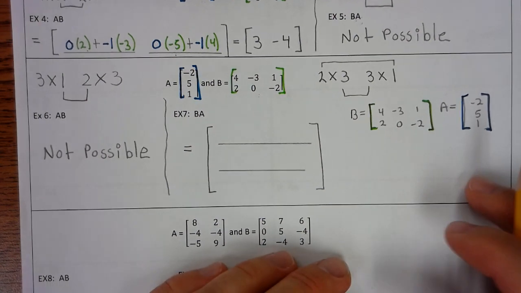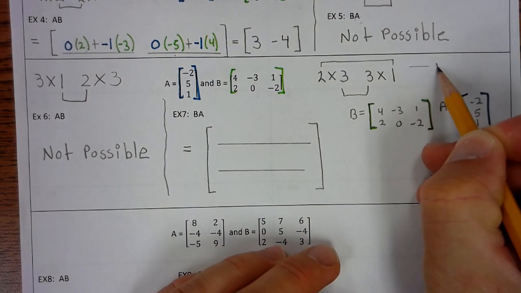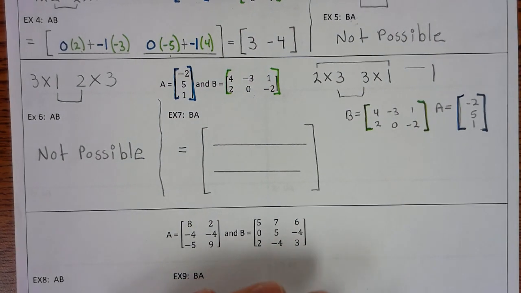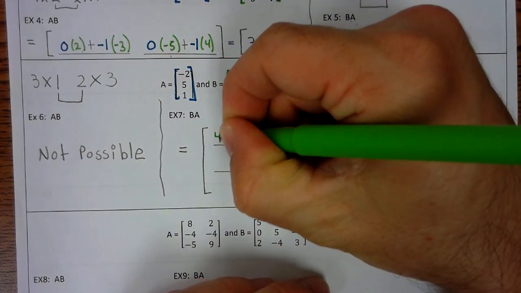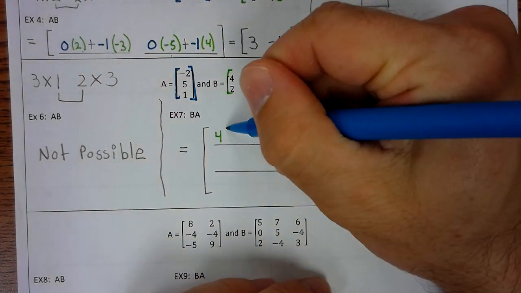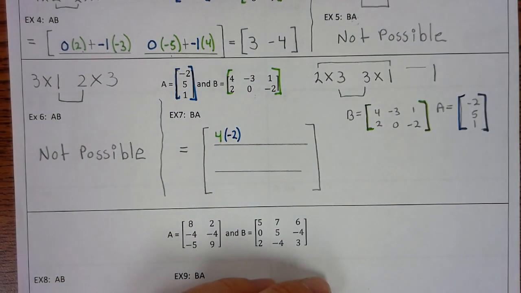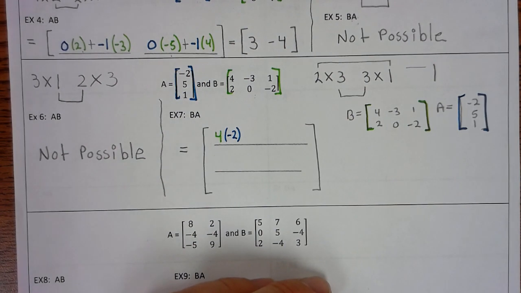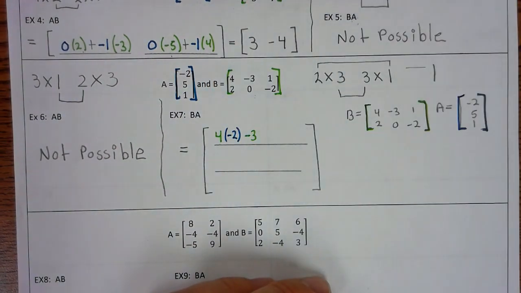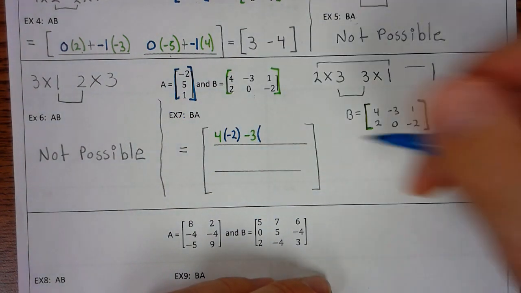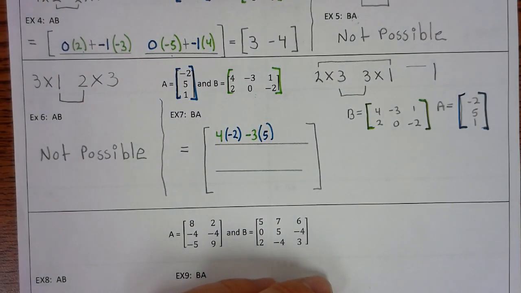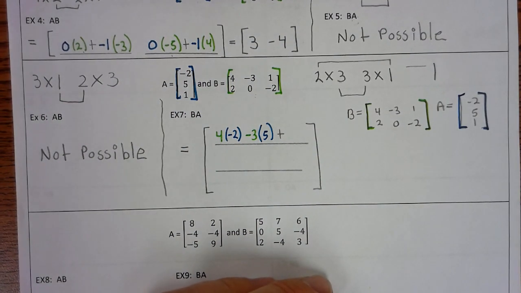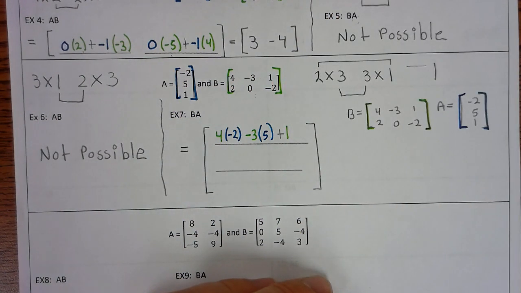Now the best way to understand when you multiply is you multiply the row by the column. So we're going to multiply this row by that column, this row by that column. Okay, so we have 4 times negative 2. Now it's plus, but technically we're multiplying by negative 3, so that's going to be minus 3 times 5, plus 1 times 1.